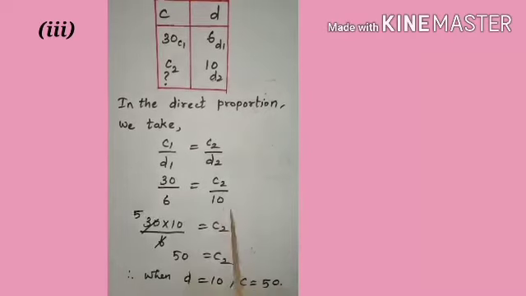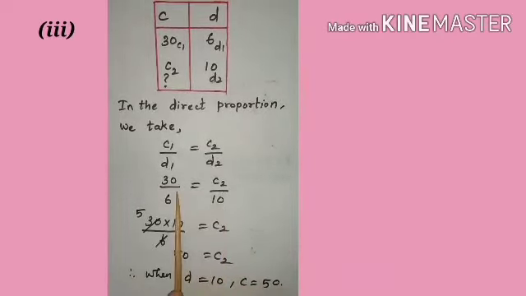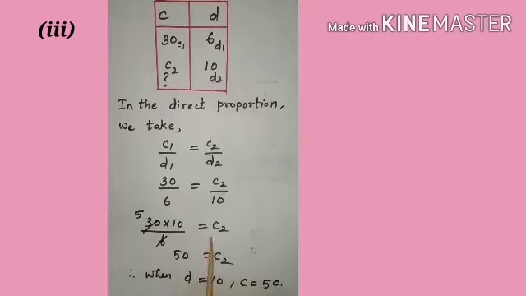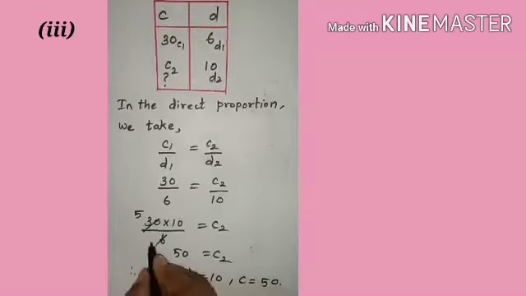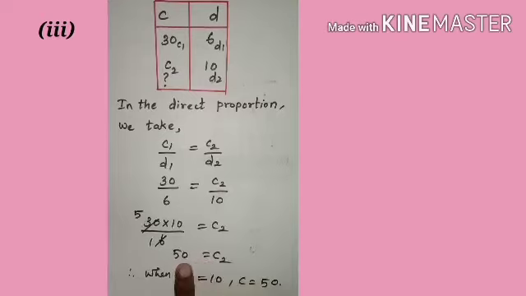So now here when 10 goes to the other side, it becomes multiplication with 30. So 30 into 10 divided by 6 is equal to C2. And here when cancelling 30 and 6 by 6 table, here it is 1 time, and in the numerator it is 5 times. So C2 is equal to 50, which is the required value. When D is equal to 10, C is equal to 50.